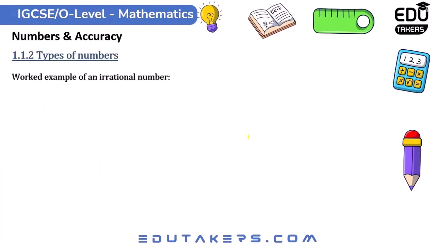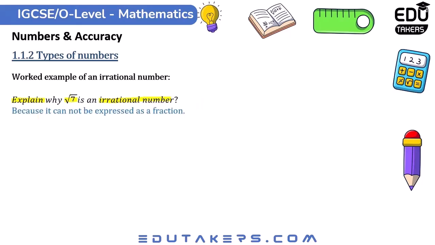Here we have a worked example of an irrational number. The question is, explain why square root of 7 is an irrational number. Pause the video here and try it yourself. Now let me solve. Square root of 7 is an irrational number. The reason is that it cannot be expressed as a fraction.